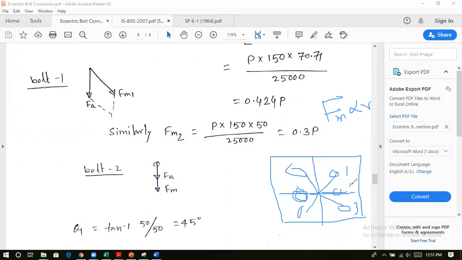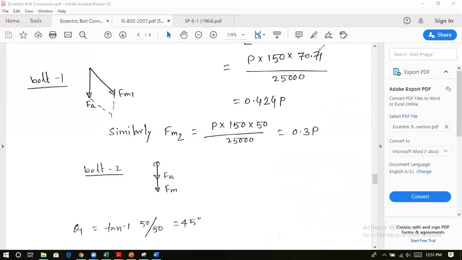So we can simply find the forces on bolt number 1 and bolt number 2, and we do not need to find forces on every bolt, since the force on this bolt, this bolt, this bolt, this bolt will be the same, and forces on these two bolts will be the same. So simply we can find force on bolt 1 and bolt 2, and we will be able to find the critical bolt. Okay, so we have just done that.